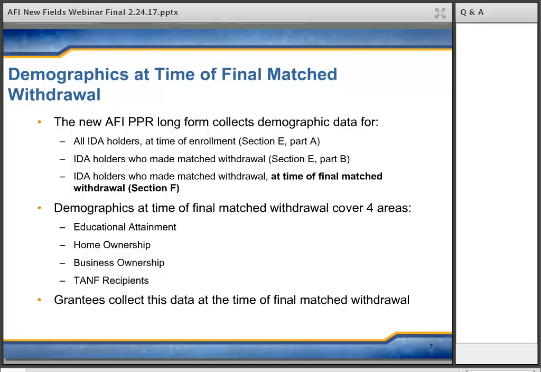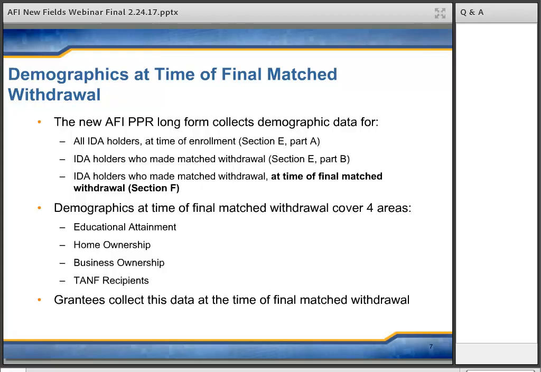So first, to set the scene, in the long form, demographics are reported for 3 instances. In section E, part A, demographics are reported for all IDA holders when they enroll. Section E, part B, demographics are reported for just those IDA holders who made a matched withdrawal using the same demographic data you collected at the time of enrollment. So basically, you don't have to ask them again. You're just going to say, everyone who started a project, who enrolled in Part A, that's their demographics. Of those, here's the ones who made a matched withdrawal, and that's the same demographic data.